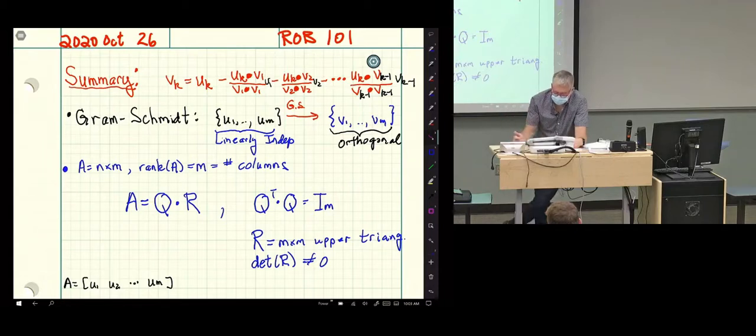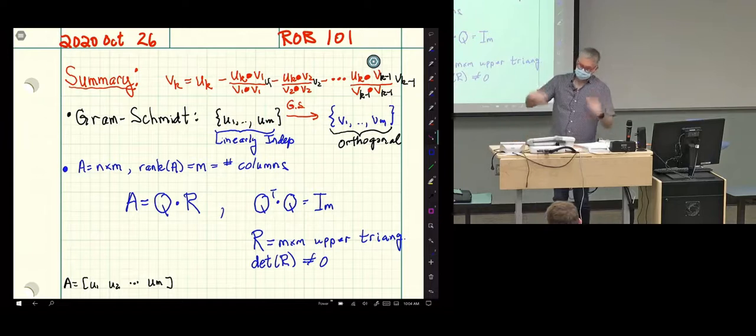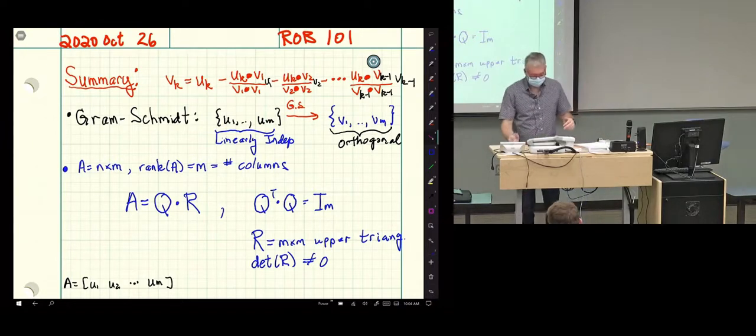But the basic one assumes linear independence. That way this can never be 0. You're never dividing by 0 when you normalize, etc. So what I do is I put in a little test and I just check because I don't believe.